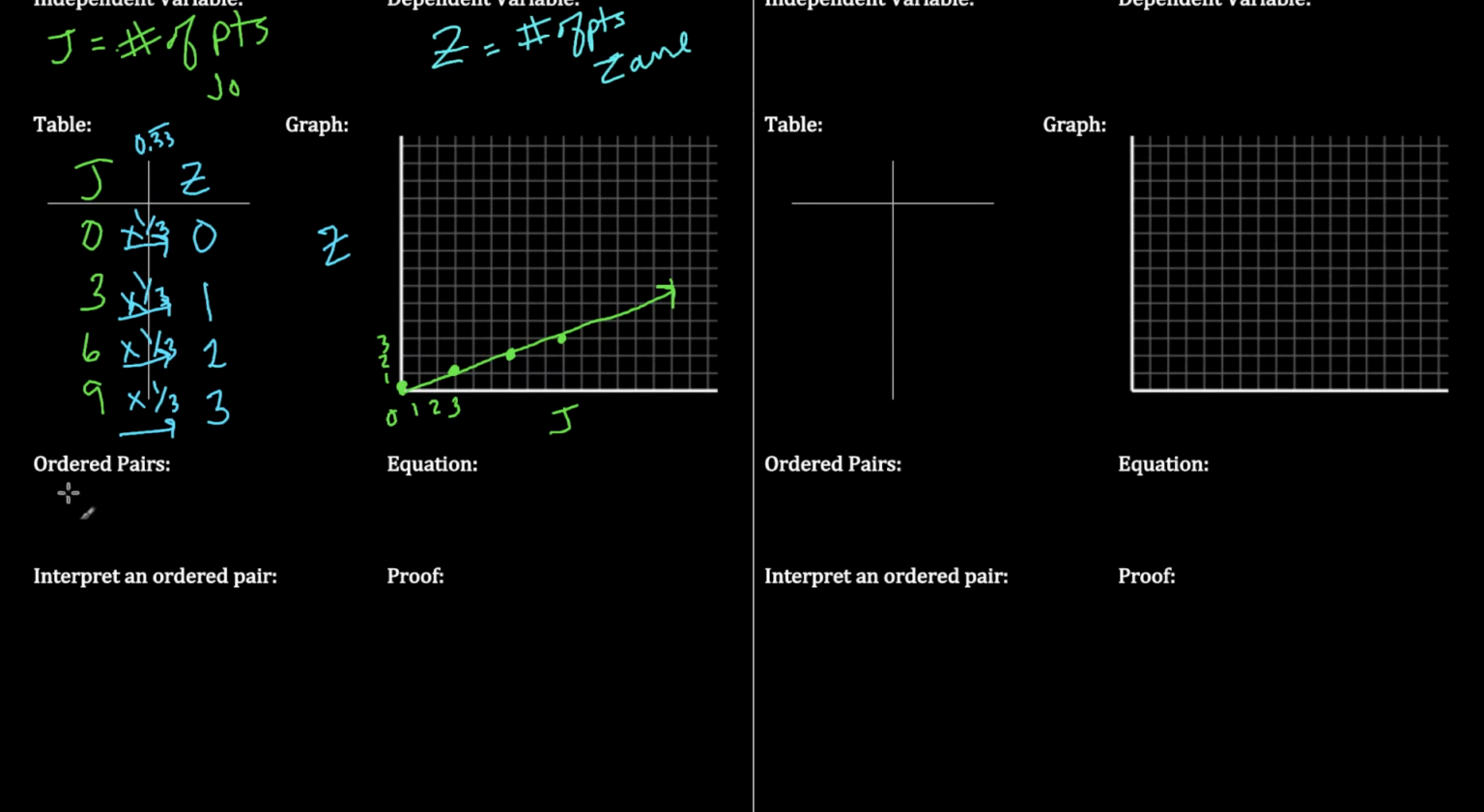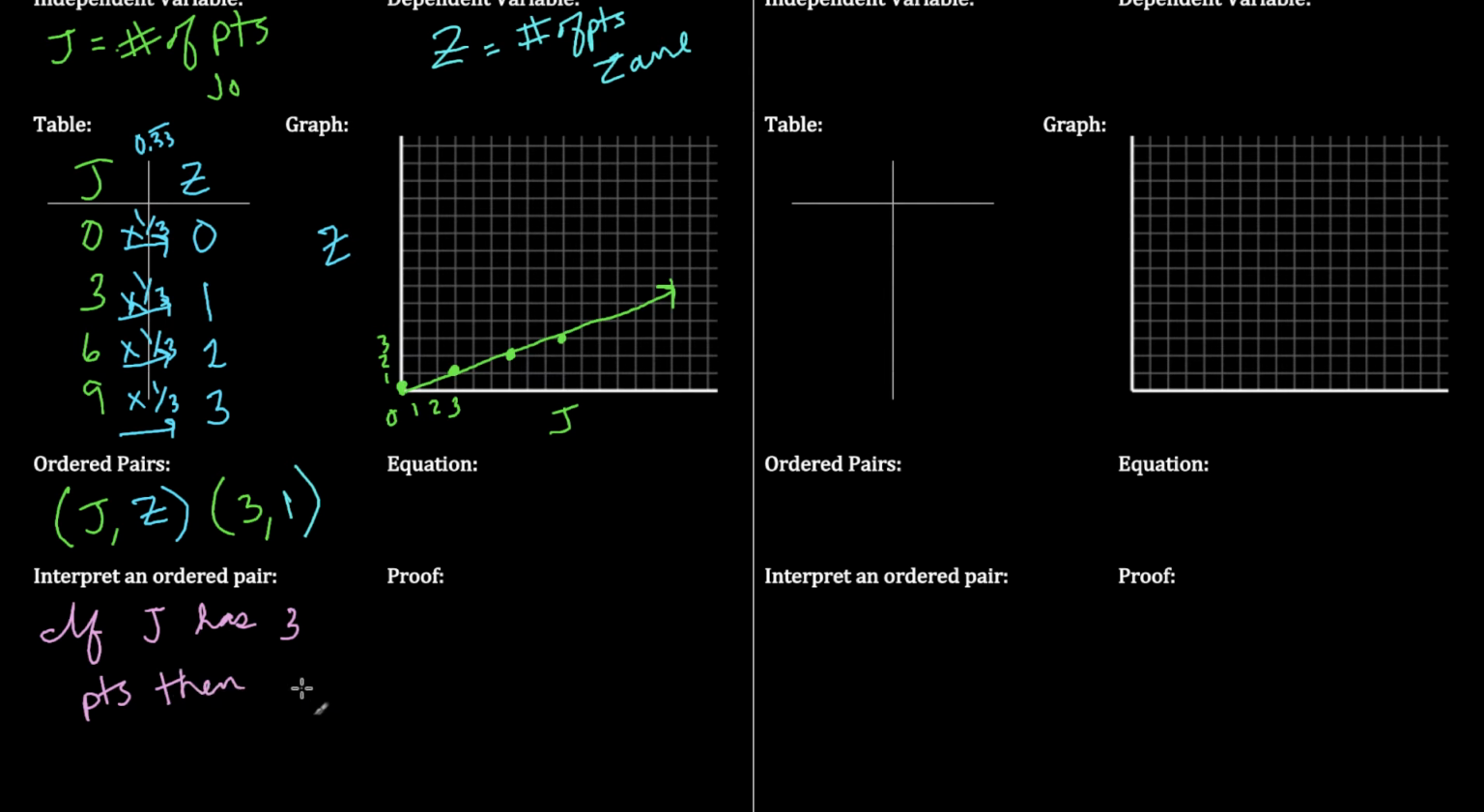So for ordered pairs, the first one will be Joe Angel in the ordered pair, and then Zane. So let's use 3, 1. If I'm going to write in a different color now: if Joe Angel has 3 points, then Zane has 1 point.